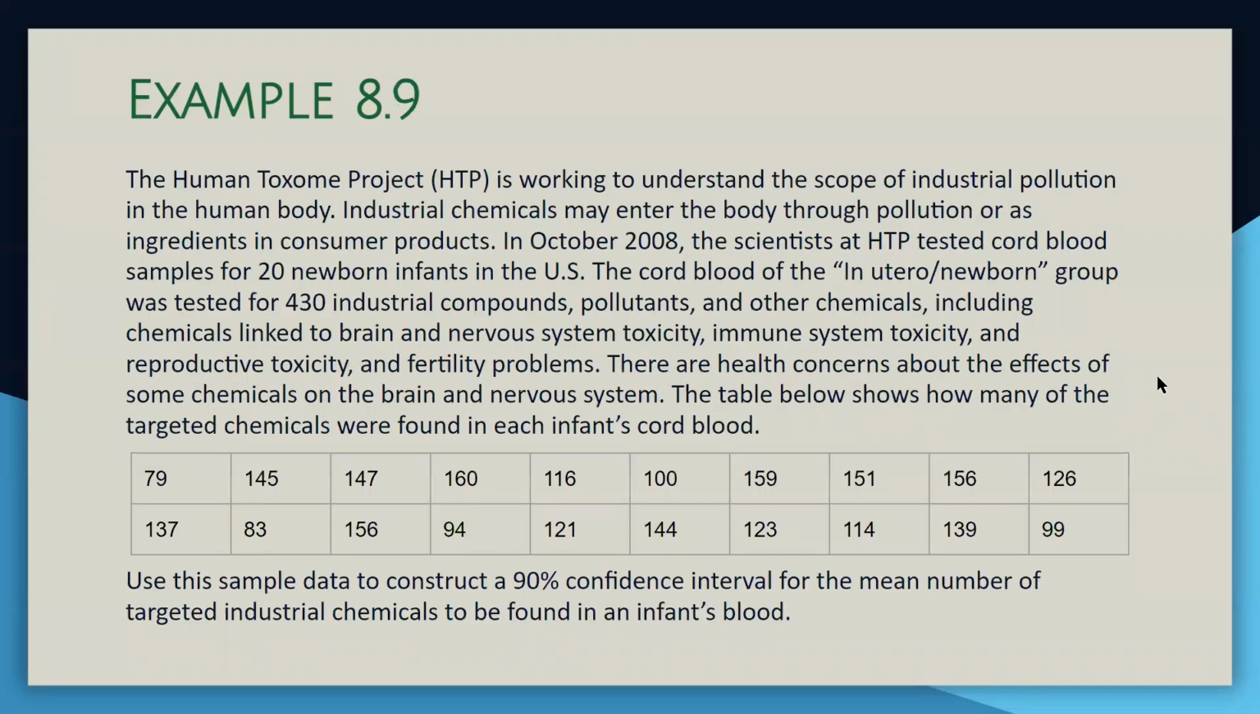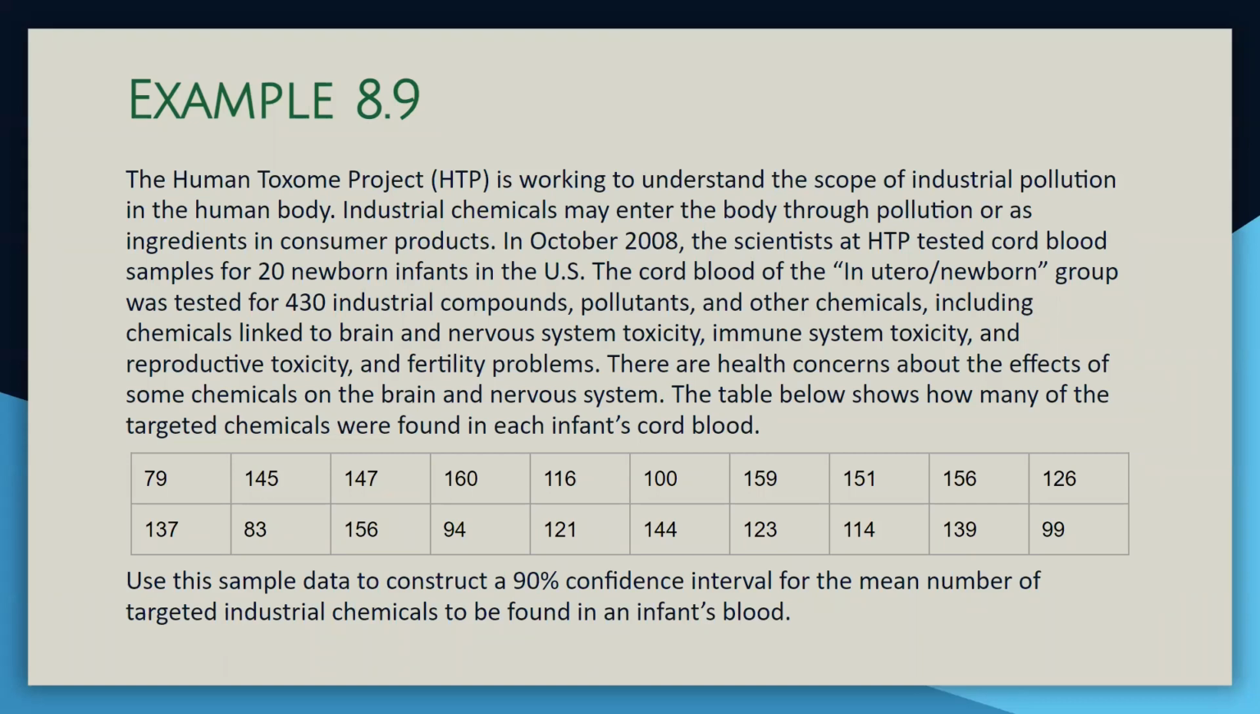Okay, so our next example says the Human Toxome Project, HTP, is working to understand the scope of industrial pollution in the human body. Industrial chemicals may enter the body through pollution or as ingredients in consumer products. In October 2008, the scientists at HTP tested cord blood samples from 20 newborn infants in the US. The cord blood was tested for 430 industrial components, pollutants, and other chemicals, including chemicals linked to brain and nervous system toxicity, immune system toxicity, and reproductive toxicity, and fertility problems. There are health concerns about the effects of some chemicals on the brain and nervous system.